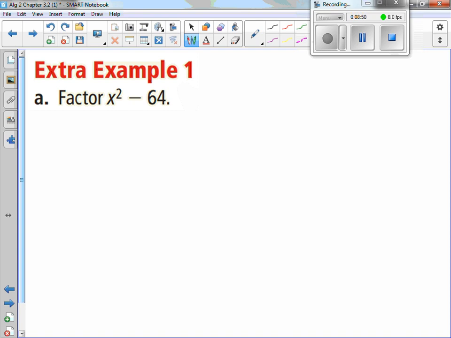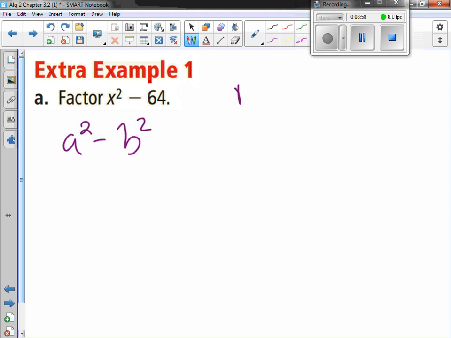Let's look at this one here. So we need to factor x squared minus 64. I want to see, is this a difference of perfect squares? Well, to check it, I need to take the square root of the first term and the square root of the other term, because if I can take the square root of both of these, then these are perfect squares. So what would be the square root of x squared? Square root of 64.